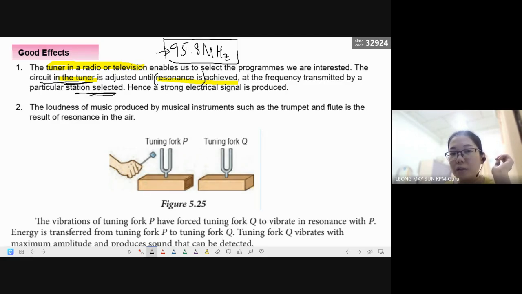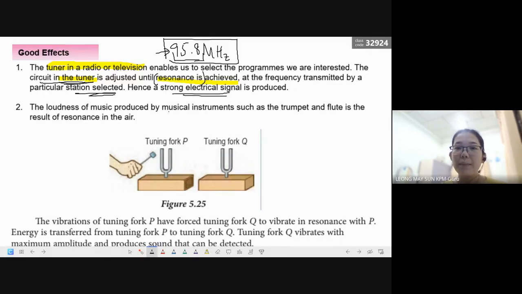So once you tune into 95.8, a very strong electrical signal is produced. So if in Klang Valley it's 95.8, let's just say right now I'm in Negeri Sembilan. When I'm in Negeri Sembilan and I try to find 95.8, definitely I cannot get Hits FM anymore. I'll get some other language radio station.